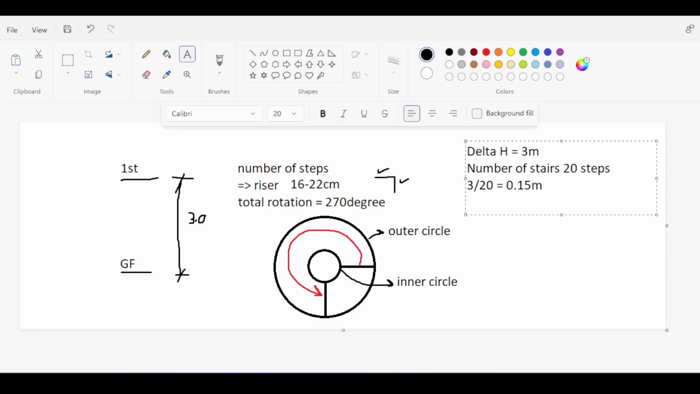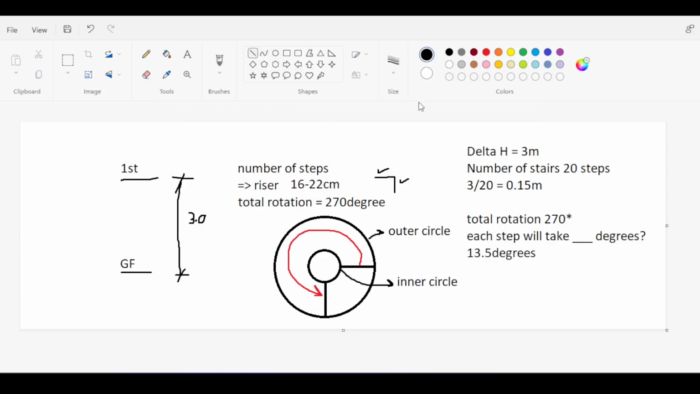Of course, feel free to tell me in the comments what your okay riser is. And let's say you decide that the total rotation is going to be 270 degrees. Now, with 20 steps, each step will take how many degrees? You basically define 270 over 20, and you will get 13.5 degrees. This will affect your tread. How? Well, take a look at this.